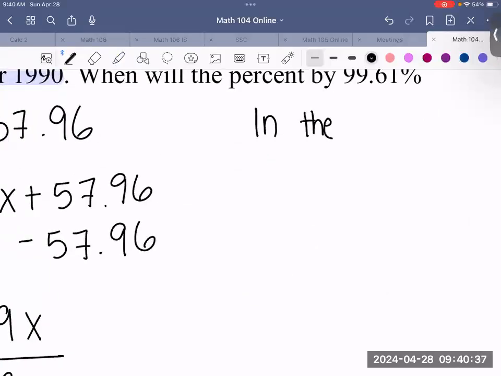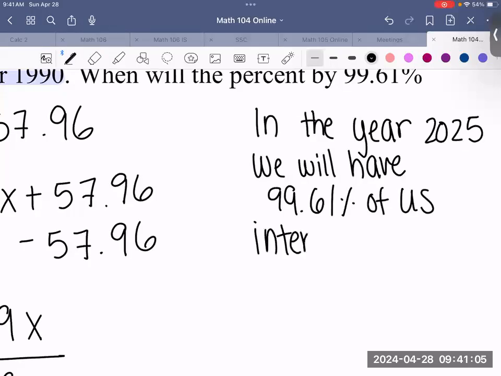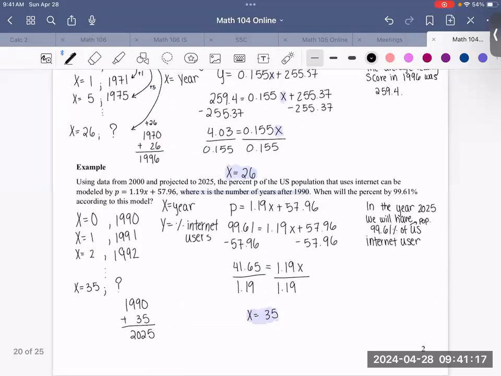In the year 2025, we will have 99.61% of US internet users, or 99% of the population of internet users, or some variation of that sort of sentence.